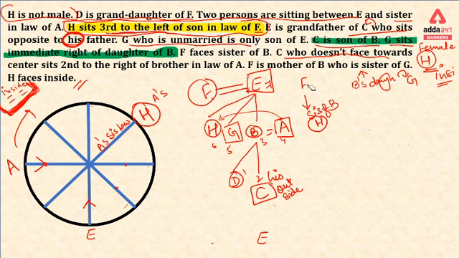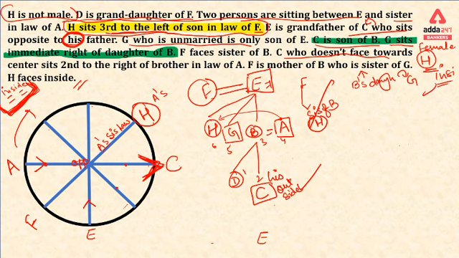Now coming on the next, F faces the sister of B. The sister of B is H. Now F will be seated here. It is clear from here. So this is the right information. And C faces his father. A is the father of C and C faces outside. C is sitting opposite to his father. Absolutely right here, and faces outside. These all are the right information.